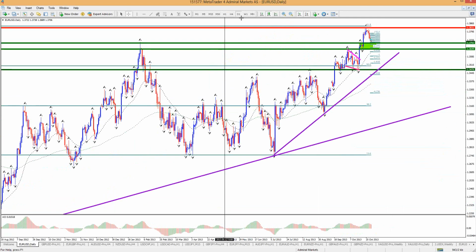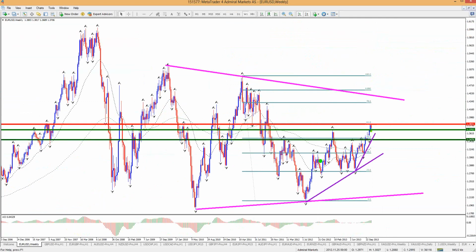From a bigger perspective, if you look at the weekly, we are probably making this, right, as you know, which means that we need to break above 138.35 for the confirmation of that potential upside. So that's the confirmation.